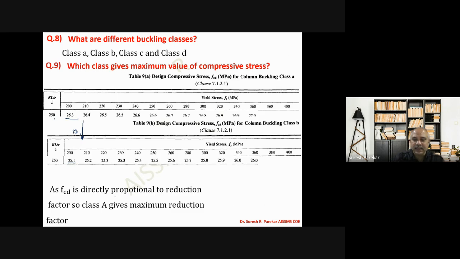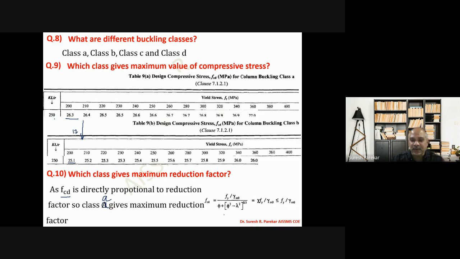Then, which class gives the maximum reduction factor? Obviously, we have seen that the reduction factor is 1 upon phi plus the square root of phi square minus lambda square, to the power 0.5, which means our FCD is directly proportional to the reduction factor. Therefore, class A gives the maximum reduction factor. This class should be small a. So small class A gives the maximum reduction factor.